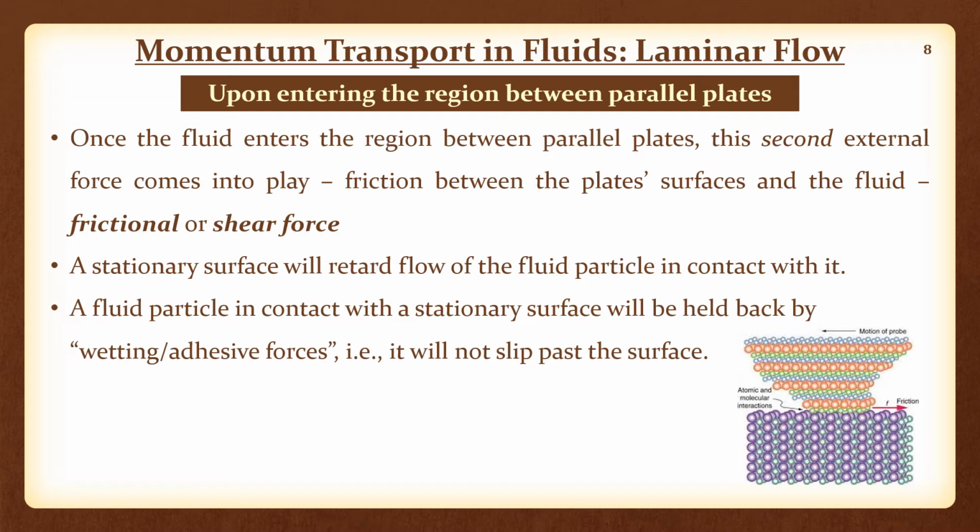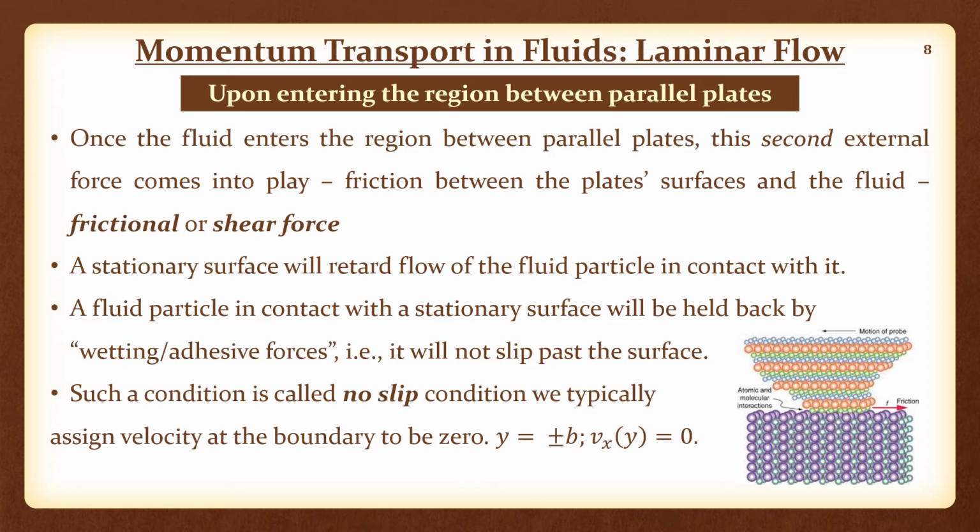How does this happen from a molecular perspective? This fluid particle in contact with the stationary surface will be held back by what are called wetting forces or adhesive forces. And if these adhesive forces are strong enough, then the fluid particle will not slip past the surface, will not slide past the surface. Such a condition is often called the no slip condition, and for the no slip condition, we typically assign the velocity at the boundary to be 0.